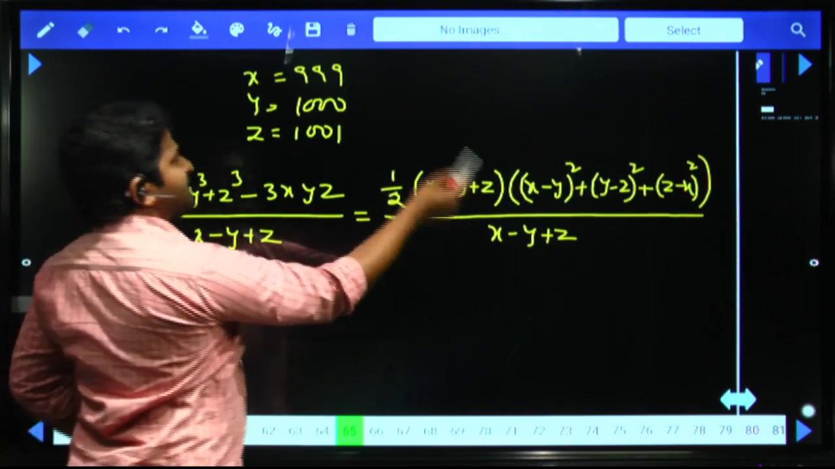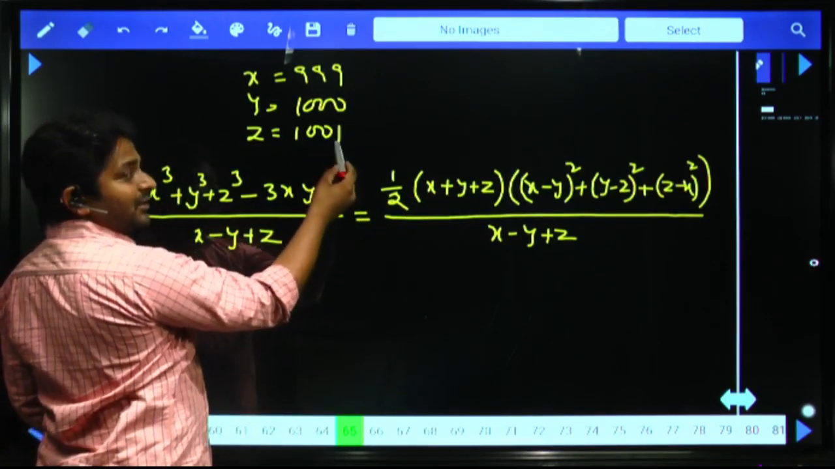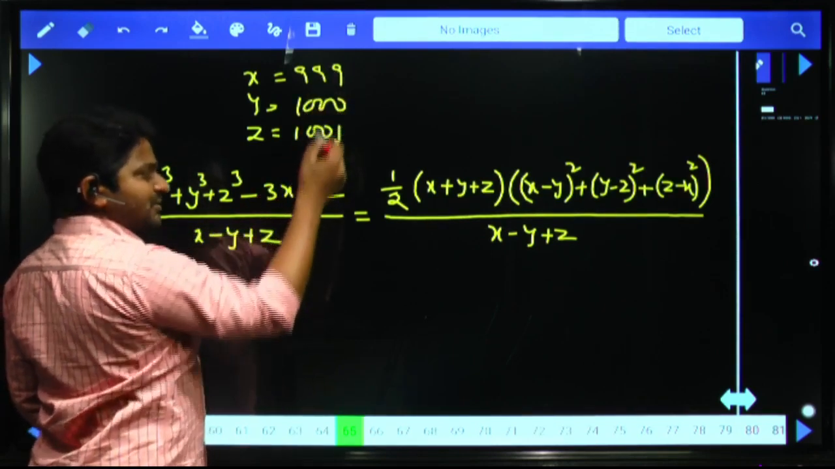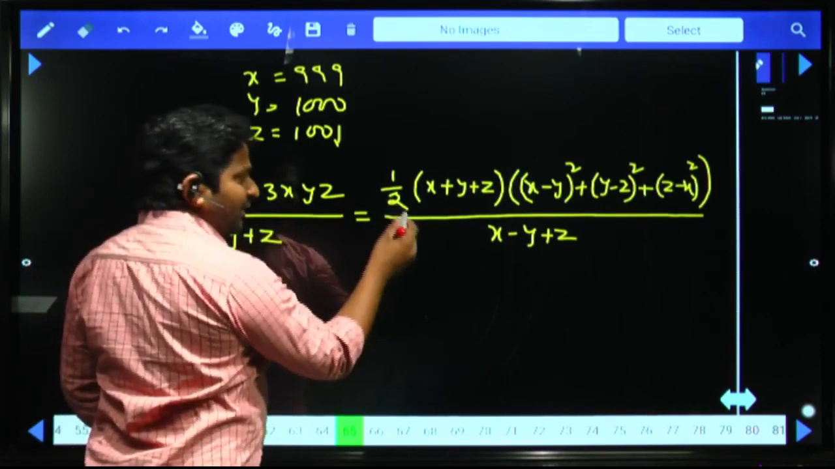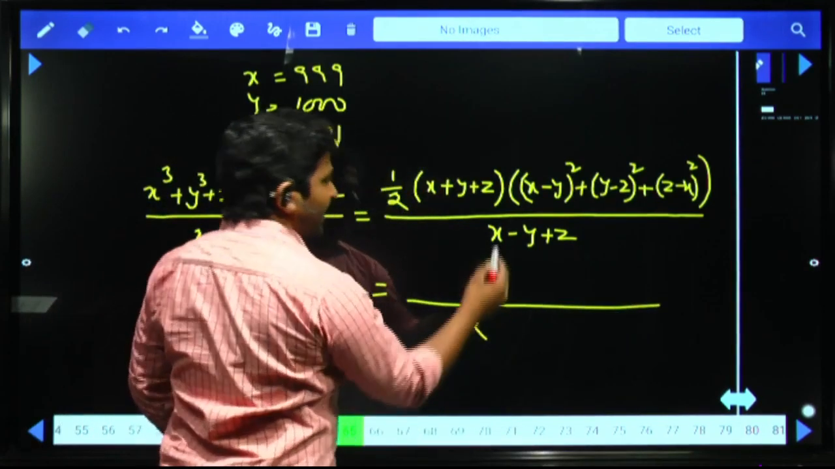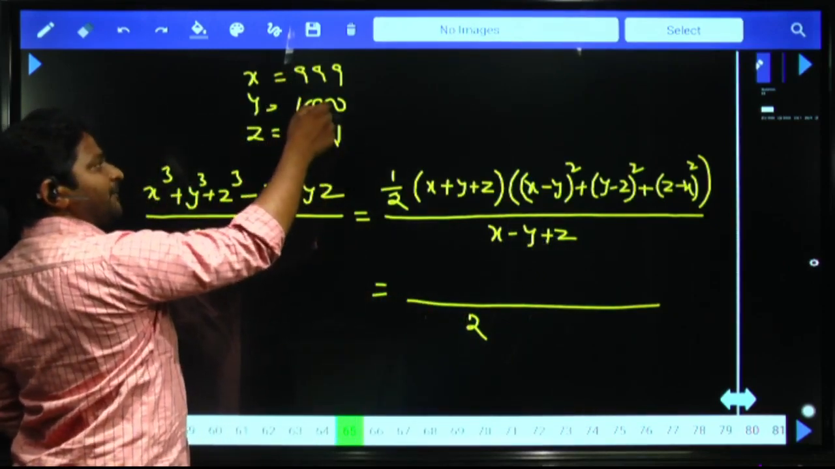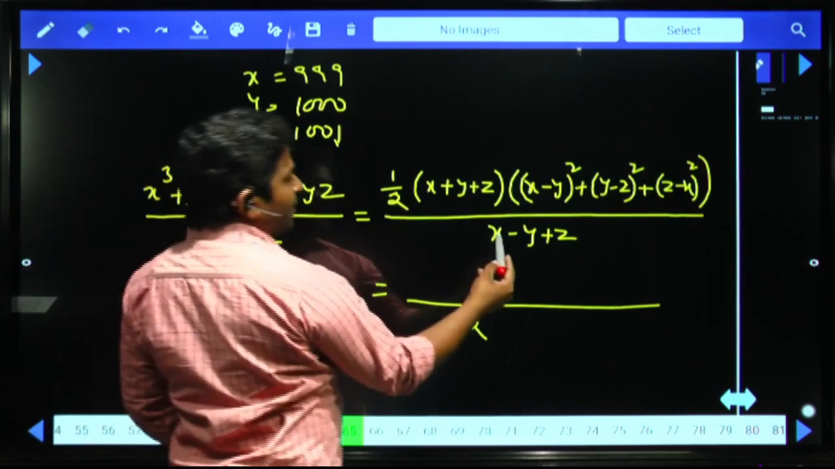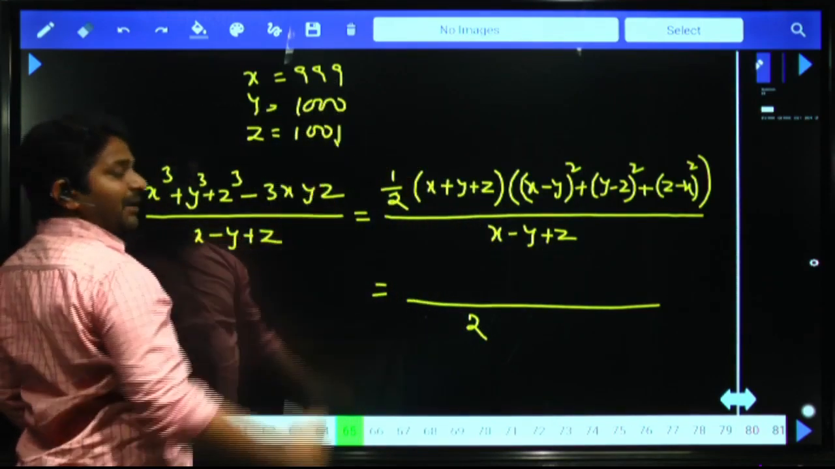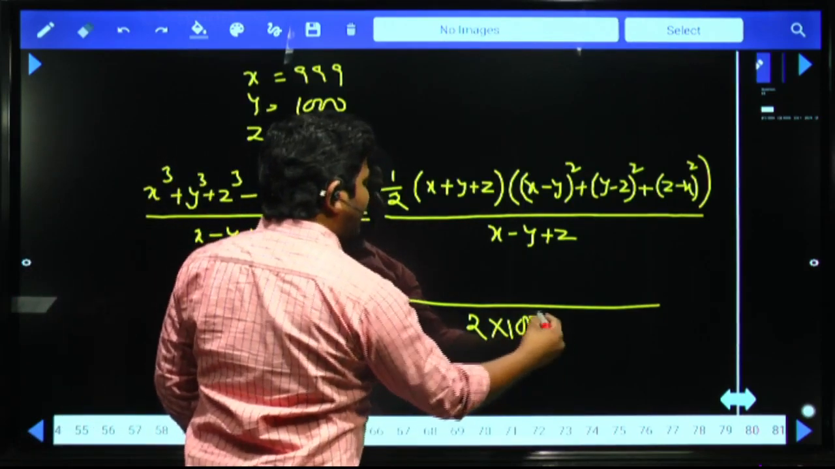X plus y plus z, the sum of these three numbers, is 3000. So the 2 in the numerator will come to the denominator. So let's first fix the denominator, x minus y plus z. X minus y plus z means finally positive x plus z are there. If we add these two, we get 2000, minus 1000. 2000 minus 1000 is 1000. So the total denominator is 2 into 1000.